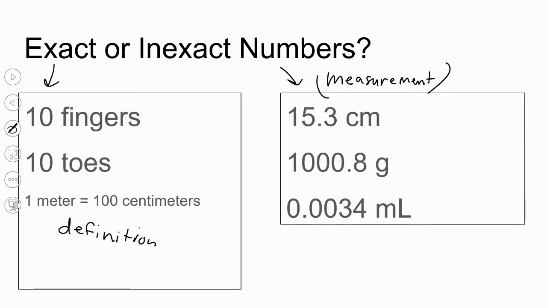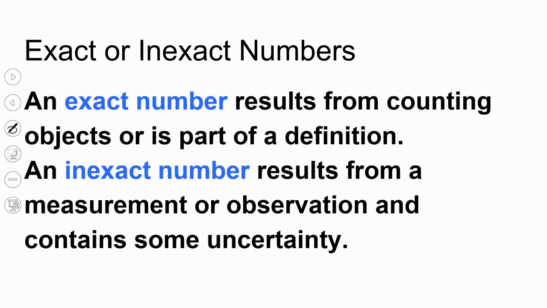Okay, questions on this? So this is what our first lab deals with. Exact counts is from counting or a definition, and inexact is from measurement or observation. So we're going to look at this. When we measure something, there's always a little bit of uncertainty. Maybe I measured it slightly different than you. Okay, we got it.